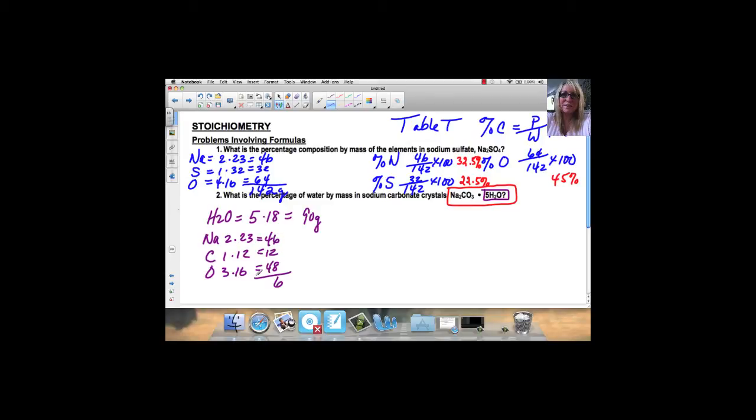8 and 2 is 10, and 6 is 16. 8, 9, and 10, 106 grams. So the whole is 90 plus 106, which is 196. That's the whole. So my part is my water over my whole times 100. And that's going to give me a percent of 45.9% water. Okay.